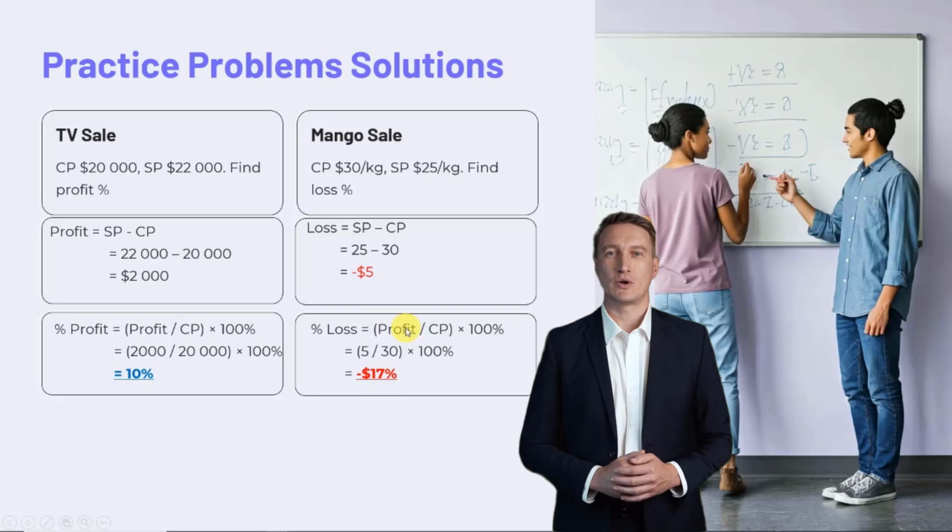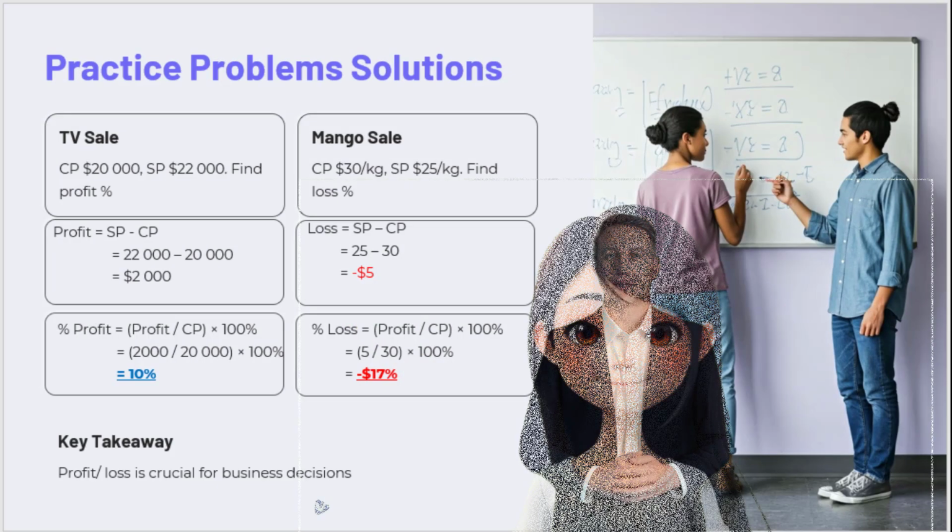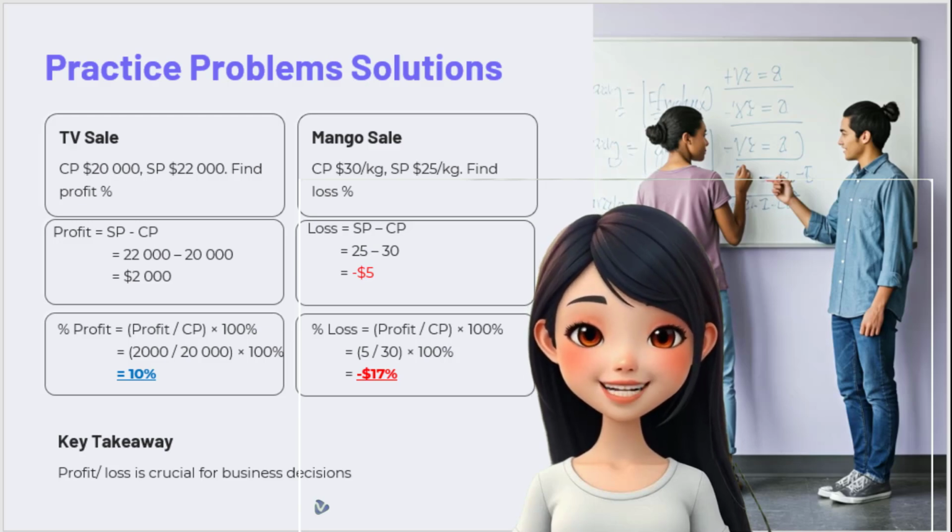So the percentage loss is our profit, or loss at least, put it this way, divided by the cost price times 100, so it's 5 divided by 30, which gives us minus 17% that we lost on that deal. Not such a good idea. Please check your solution and correct where needed.